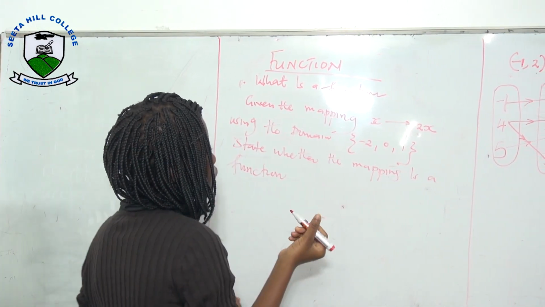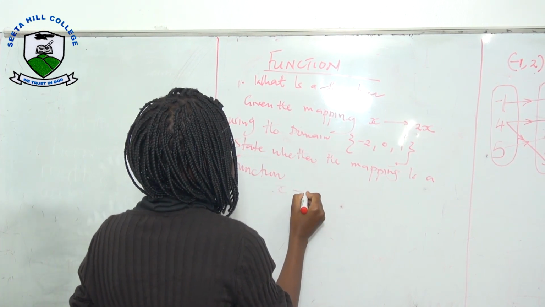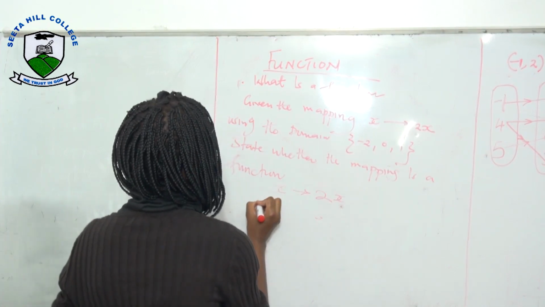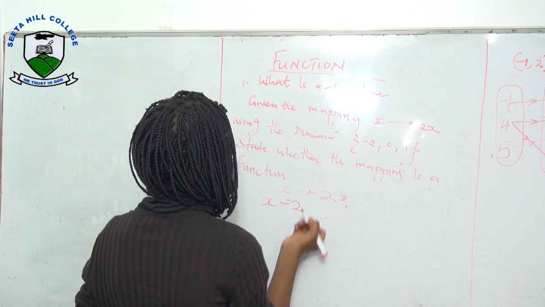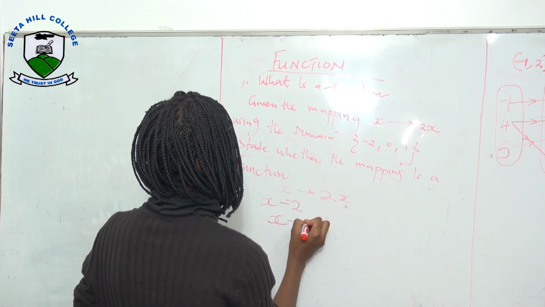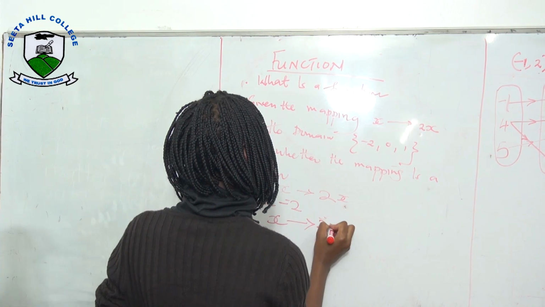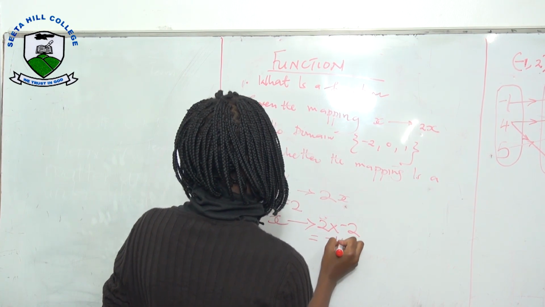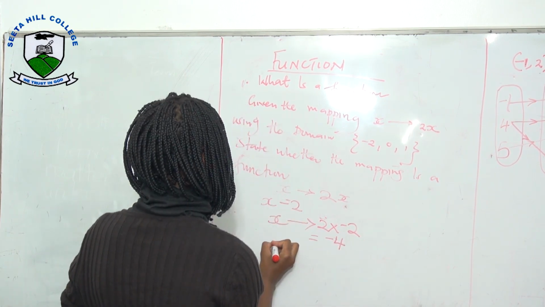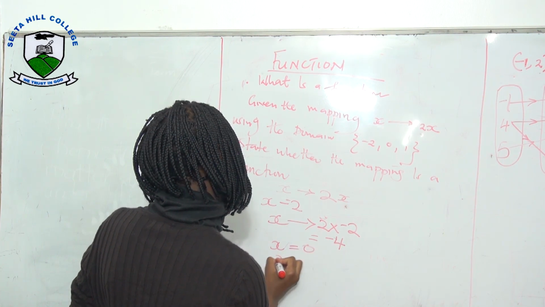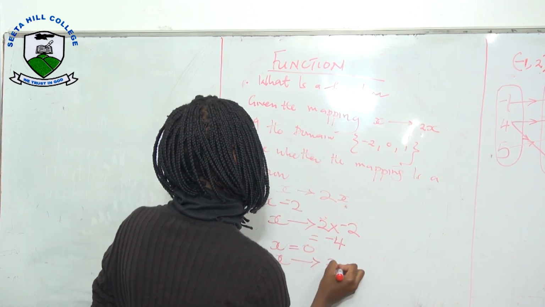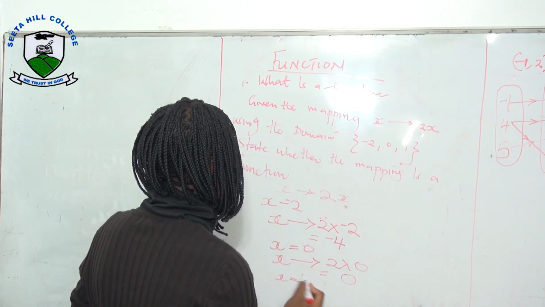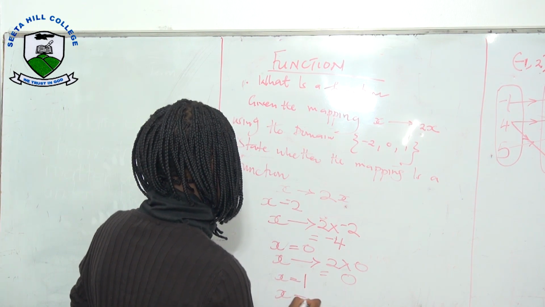Yeah, so the mapping is x to 2x. So this x represents this number. So x is -2, so 2 times -2 is equal to negative. So we go to 0: 2 times 0. We go to the next one, which is 1: 2 times 1 equals 2.